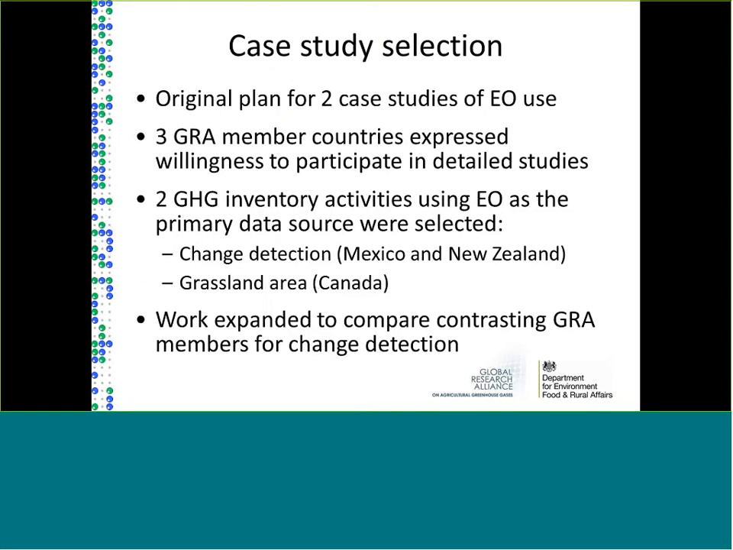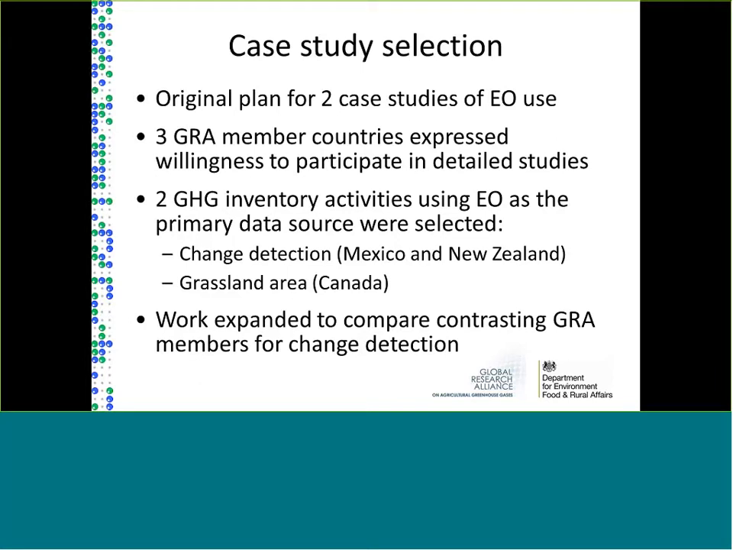The concept was to go down and do historic case studies. Originally, we planned to do 2 case studies looking at how respondents use Earth observation for specific greenhouse gas inventory activities, and to go into more detail working with them. Part of the questionnaire was to ask respondents if they were willing to participate in a detailed study, because it did require a certain amount of their time to interact with us to put the studies together. And we had 3 GRA member countries expressed such a willingness.